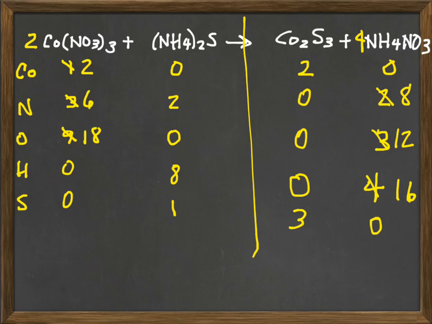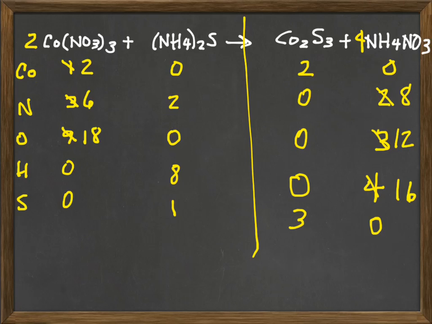So on the left I have 18 oxygens, all in that one reactant, and on the right side I have 12 oxygens. And that doesn't look good, does it? There's not an obvious way to fix that. So I'm going to skip that one. I'm going to go on to the hydrogens.